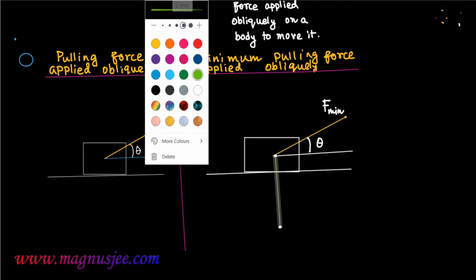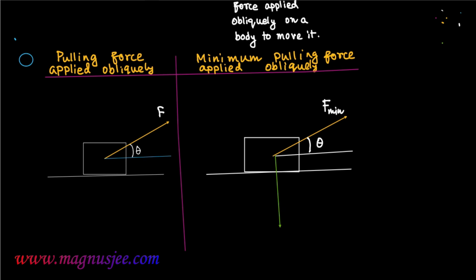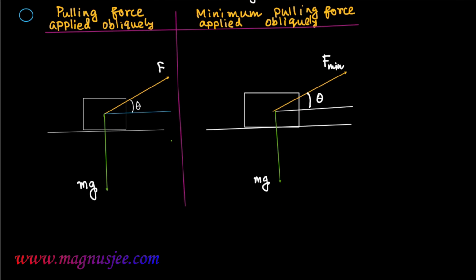mg, that is the weight of the body, acts vertically downwards on both the cases.